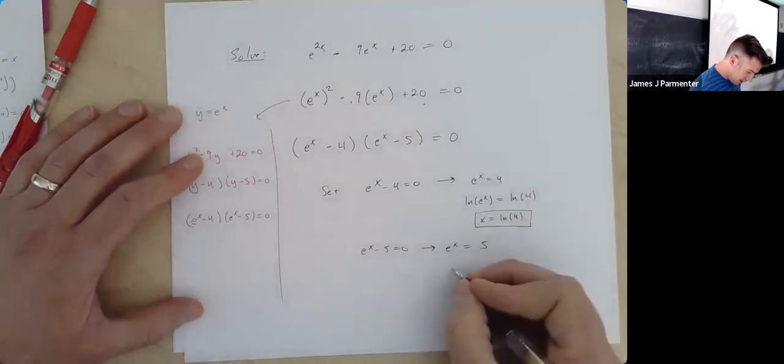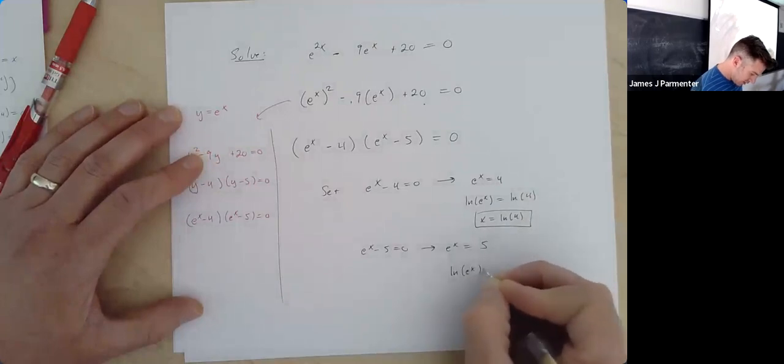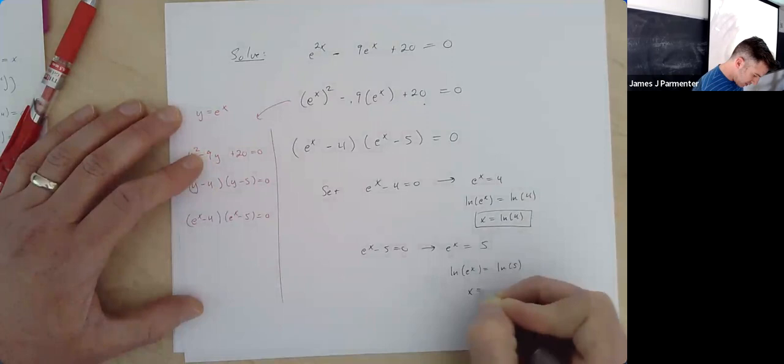And same deal here. We're going to get the natural log of e to the x equal to the natural log of 5. x equals the natural log of 5.